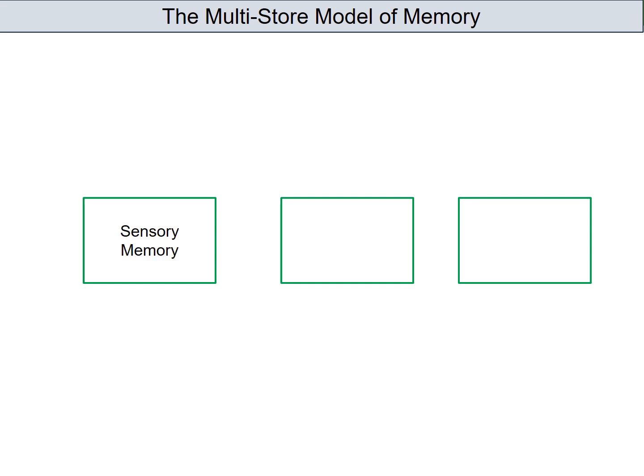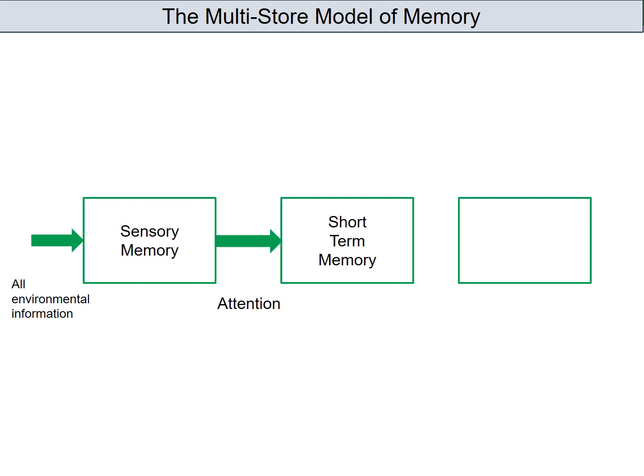Now the first one is called sensory memory, and it's into this store that all environmental information comes. So whether that is through vision, whether it's through hearing, any of our senses, all the information around us goes into sensory memory. However, we're not aware of all of this information. The only bits that we're aware of are those bits that we pay attention to. And if we pay attention to something, it goes into short-term memory.